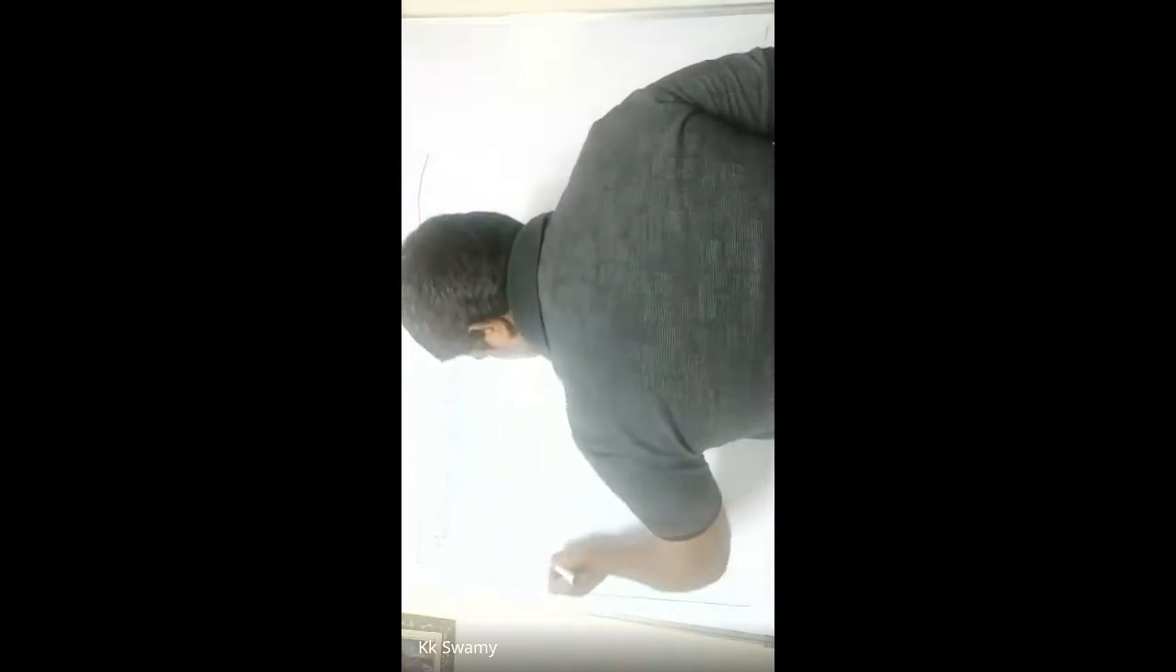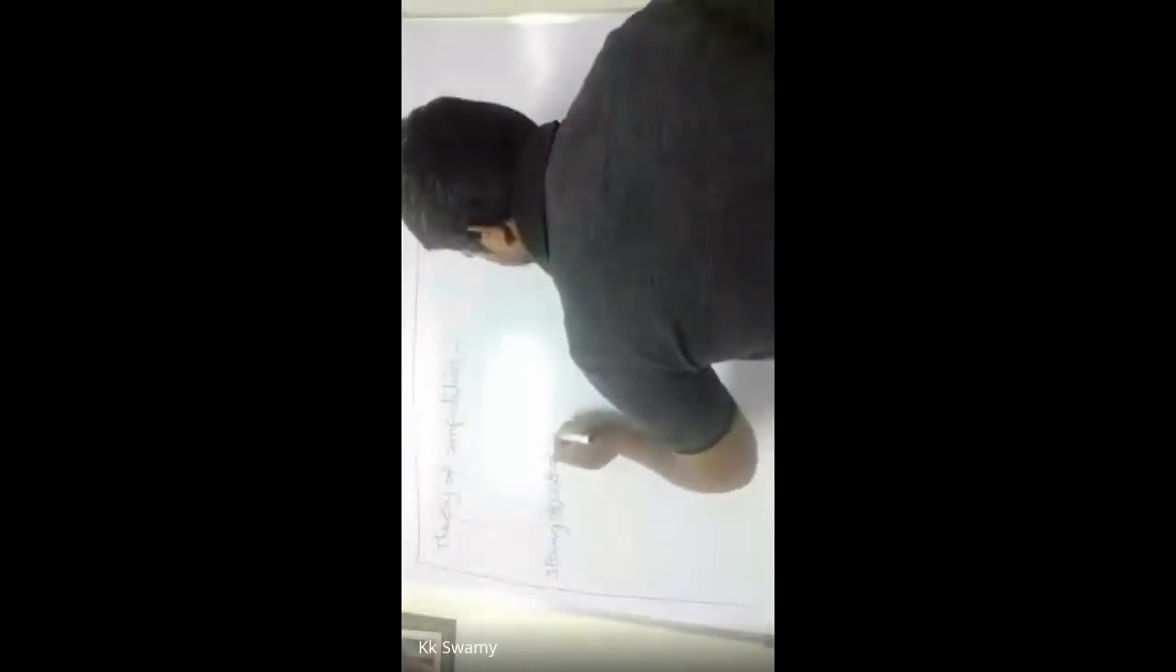The next one is string or word. A word is represented by the small w. Now, what is a string here? The sequence of symbols, the collection of symbols derived from the alphabet sigma, is called a string or word. It is denoted by the small w.